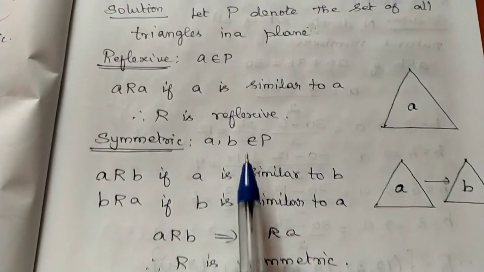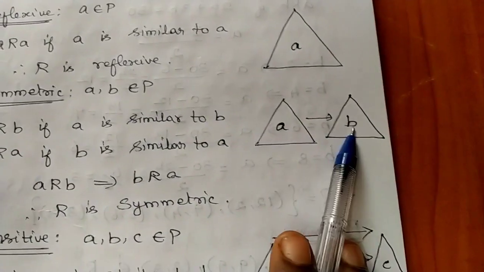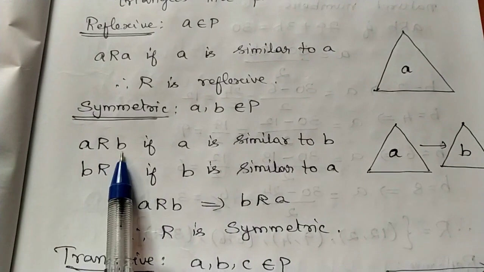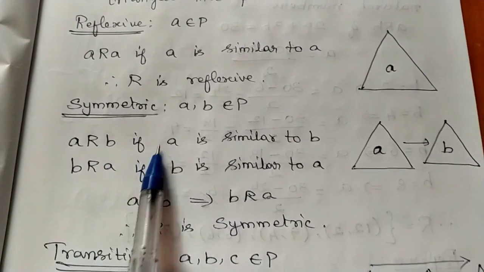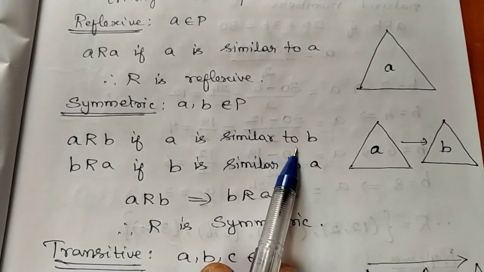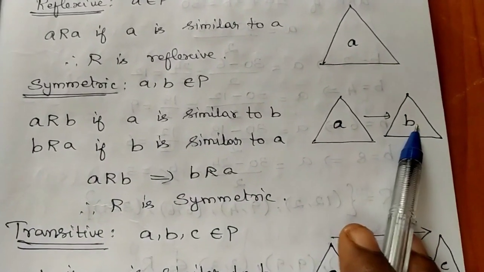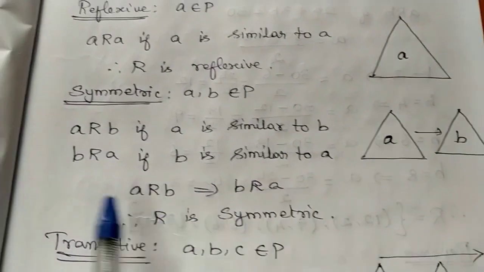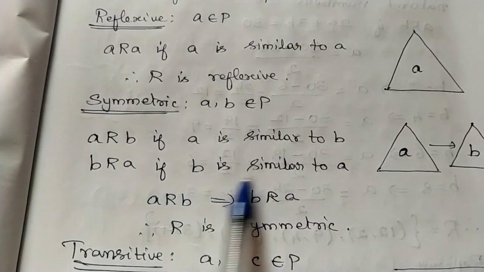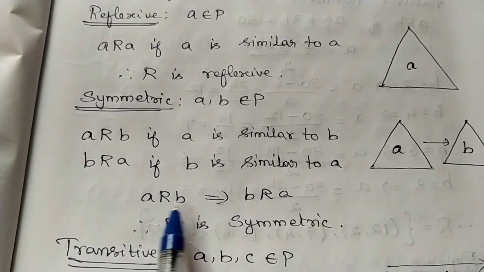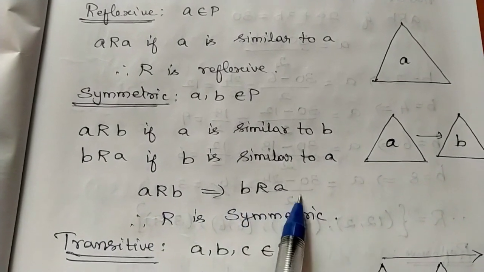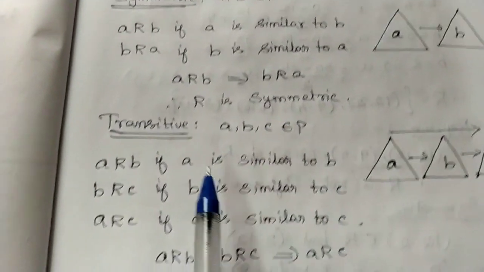Symmetric: two triangles A, B belong to P. A related to B means the condition A is similar to B. The reason is B related to A. A is similar to B, so B is also similar to A. Then B related to A. A related to B implies B related to A, so R is symmetric.